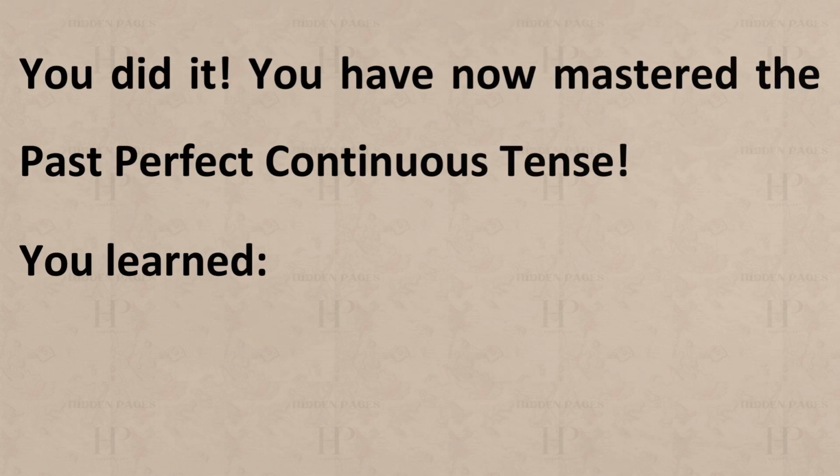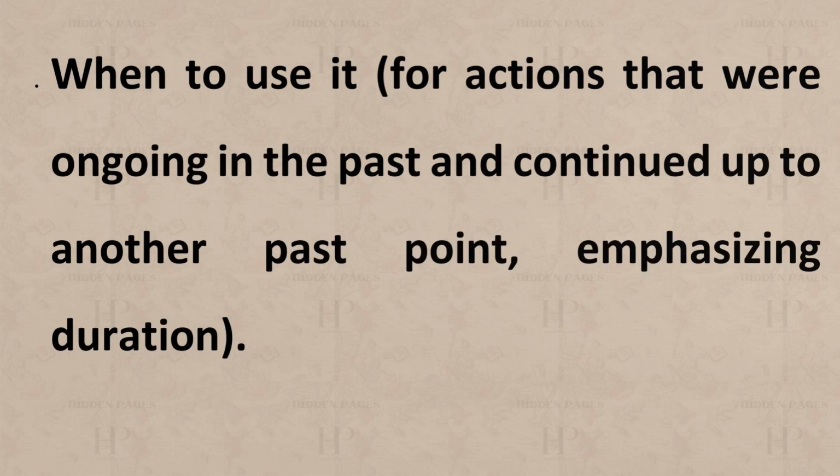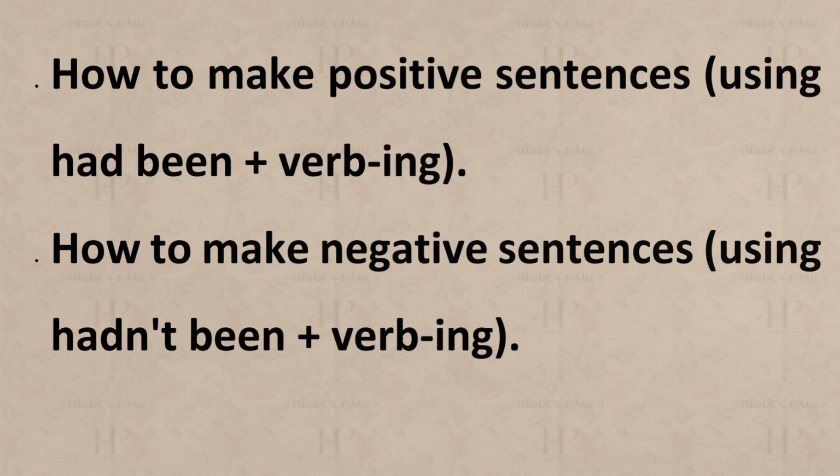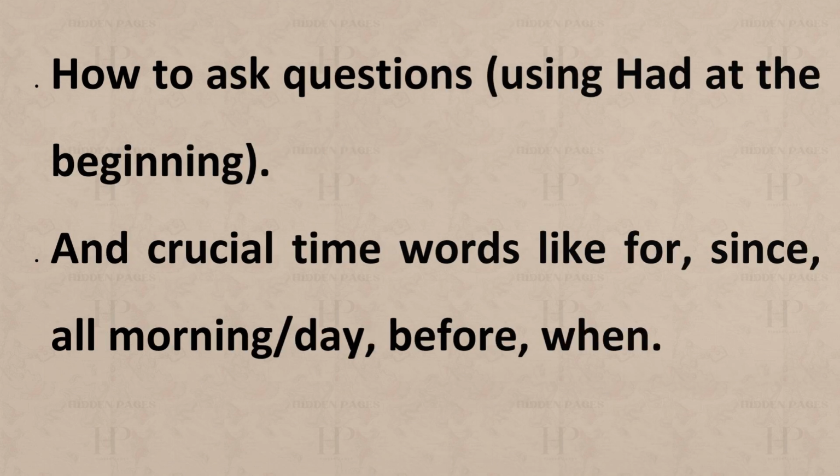You did it. You have now mastered the past perfect continuous tense. You learned when to use it for actions that were ongoing in the past and continued up to another past point, emphasizing duration. How to make positive sentences, using had been plus verb-ing. How to make negative sentences, using hadn't been plus verb-ing. How to ask questions, using had at the beginning. And crucial time words like for, since, all morning, day, before, when.